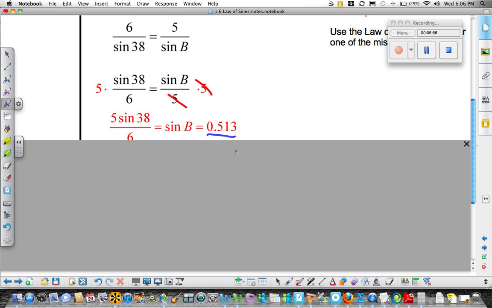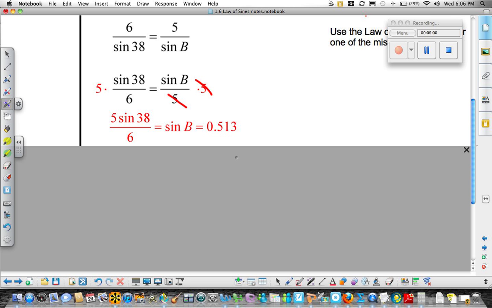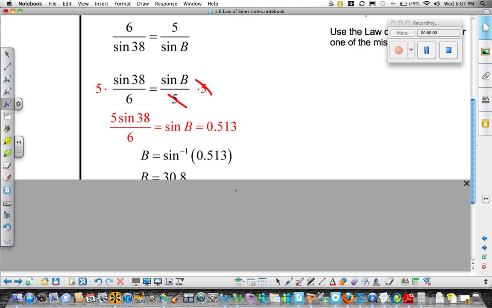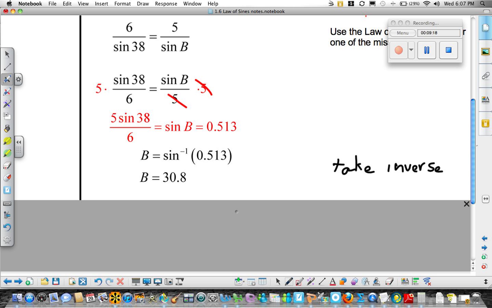So if we want to find angle B, we have to take the inverse sine. And you might actually even want to write that over here on the right if you're writing down your steps. And I know it's really hard for me to write with a mouse, so I'm sorry. You can write neater. Take the inverse sine. So B is equal to the inverse sine of 0.513. And if I do that inverse, I get that angle B is about 30.8 degrees.